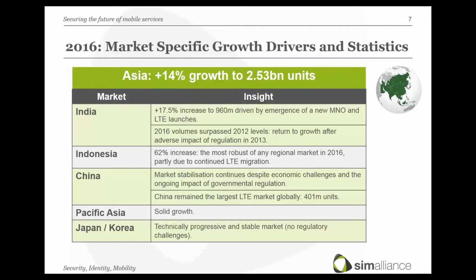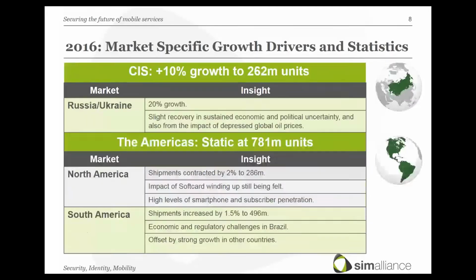Pacific Asia, I would say nothing special to report. Definitely solid growth, more or less driven by a multitude of factors that are heavily dependent on the respective countries that make up this region. And fairly the same applies for Japan and Korea. Technically progressive as always, definitely. So these are markets that will also in future, I think, always have the greatest and latest technologies. But at this stage, a very reliable and stable market situation there. And that's it for Asia.